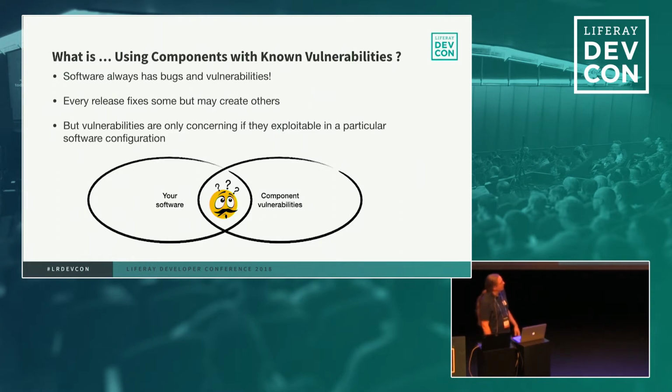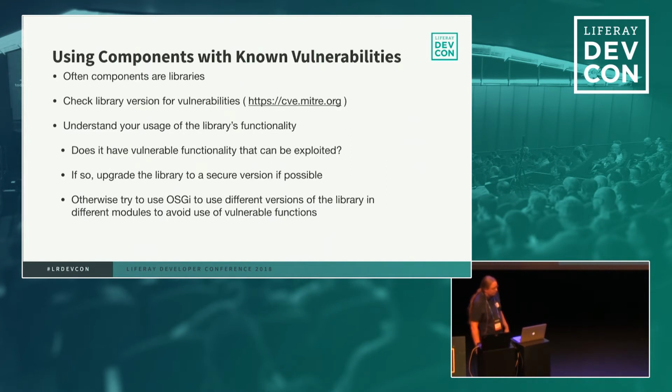But in the case of most commonly Java, you're dealing with libraries, code libraries. And you should only be concerned about vulnerabilities in those libraries if they are exploitable via your code, unless you're directly exposing them out, which you probably aren't. So it's all about that software configuration. So how do you determine this?